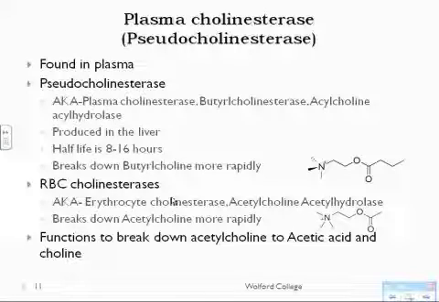You also have RBC cholinesterases, also known as erythrocyte cholinesterase or acetylcholine acetylhydrolase, and it breaks down acetylcholine more rapidly. It functions to break down acetylcholine to acetic acid and choline in the plasma, which is what you don't want to have. You don't want to have free-floating acetylcholine in your bloodstream. It is not a good idea, because it can go to nerves, it can go to muscles, and cause problems. So you want to have systems in your body to shut this down. And that's the purpose of these enzymes that are found in the plasma.